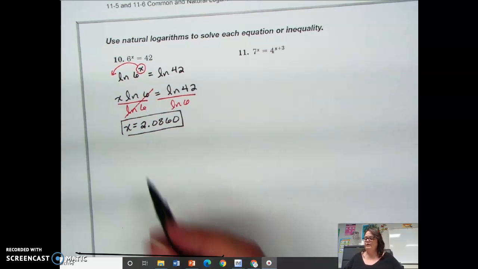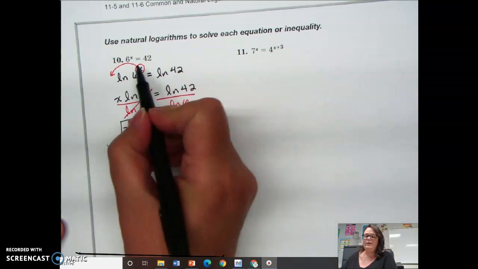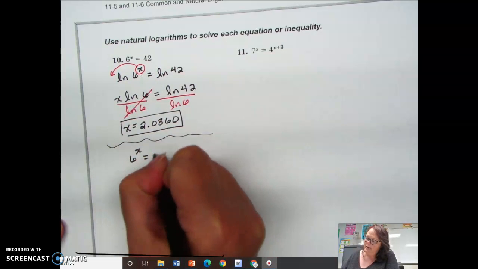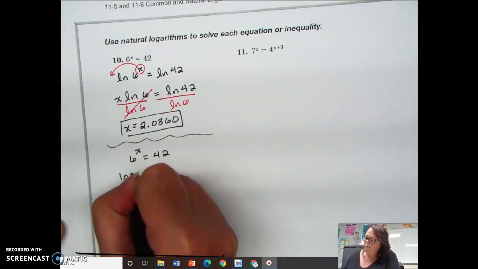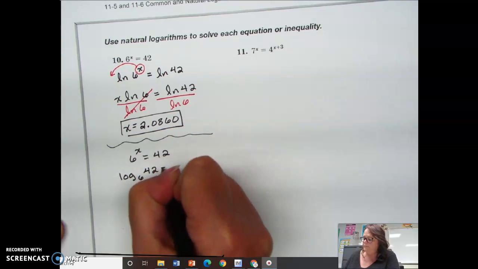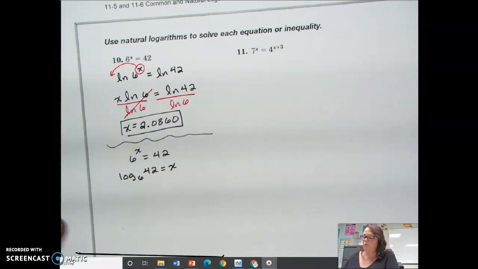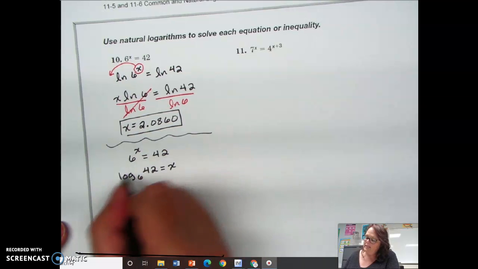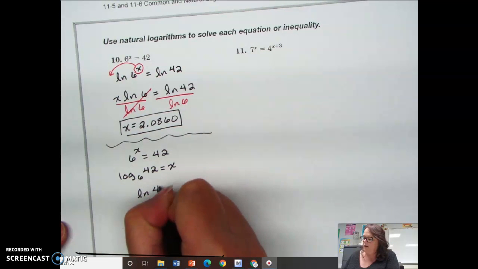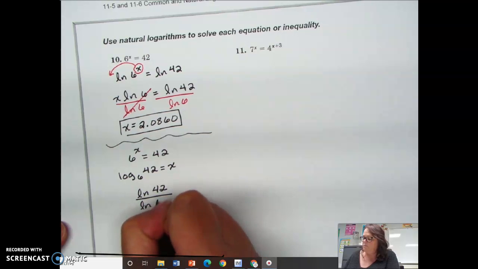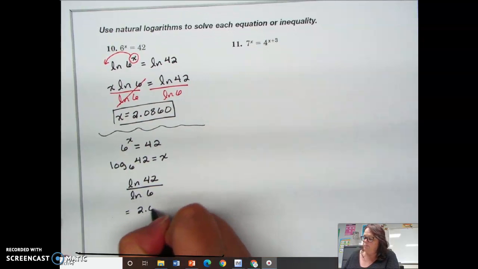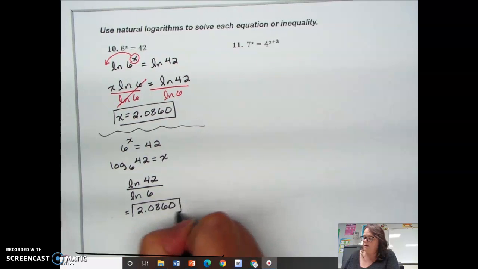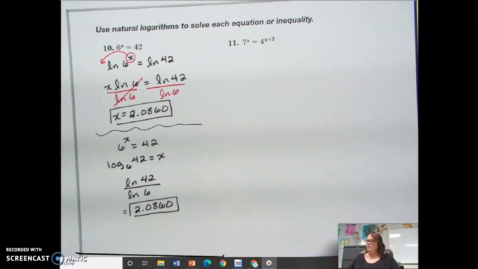Something else to note, I could have done the problem using the change of base formula. If I go back to the original question, we had 6 to the x is equal to 42. So notice this is saying what power of 6 gives me 42? So putting that into log form. And so then we said we could change the base to whatever we want by taking the natural log of the number divided by the natural log of the base. And notice that's exactly where we got to here, which is how we got the number 2.0860. So just another way to think about how to do that problem. So see what you could do with 11 using natural logs.